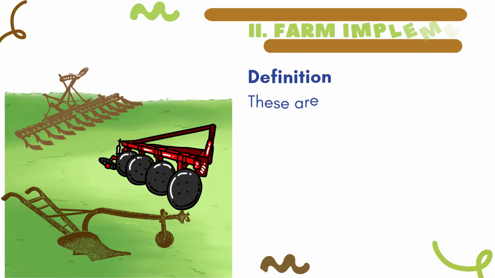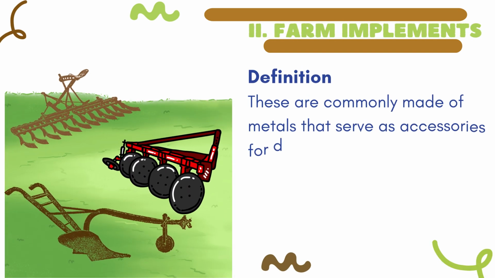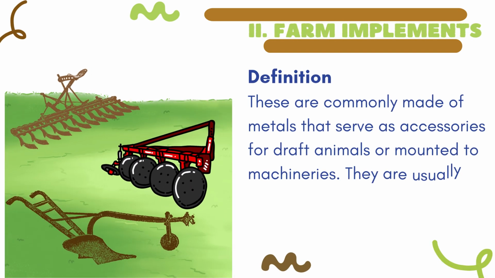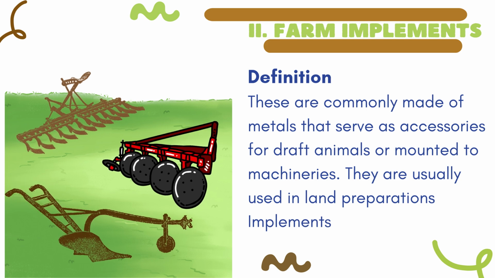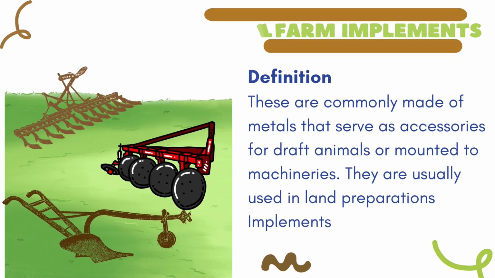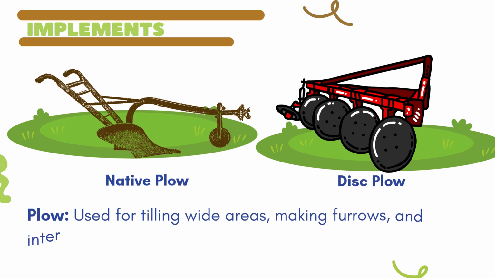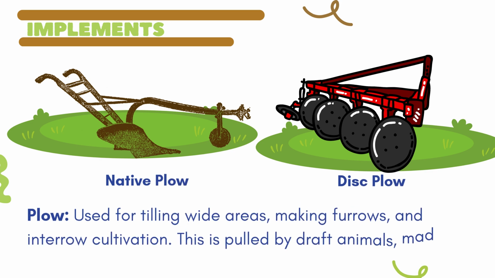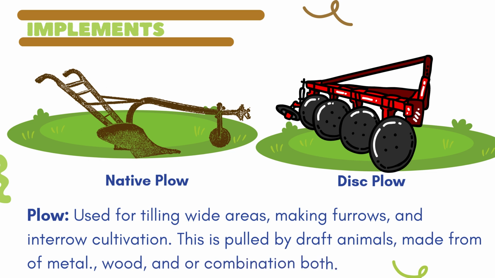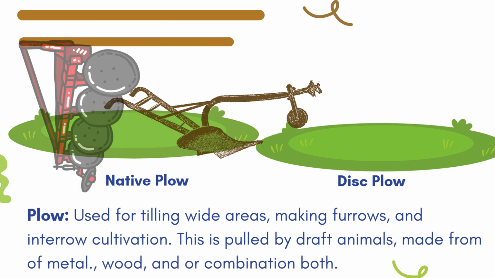Farm implements. These are commonly made of metals that serve as accessories for draft animals or mounted to machineries. They are usually used in land preparations. Implements. Plow, used for tilling wide areas, making furrows, and in-row cultivation. This is pulled by draft animals, made of metal, wood, or a combination of both.